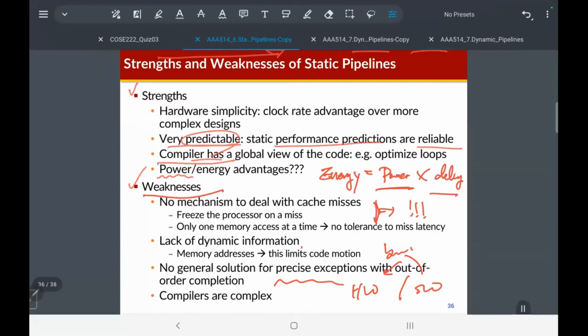So okay, then if the hardware is complex, if the hardware can dynamically schedule instructions and can handle some data hazards efficiently, then we can reduce the burden of the software.